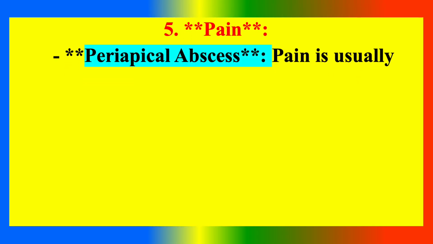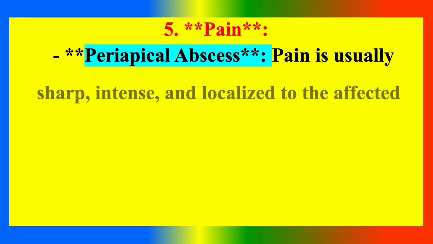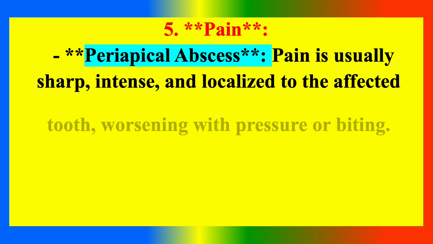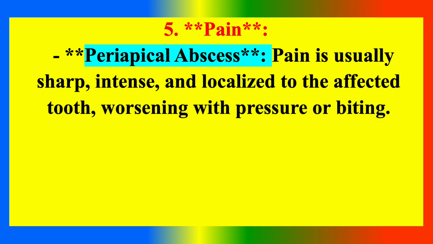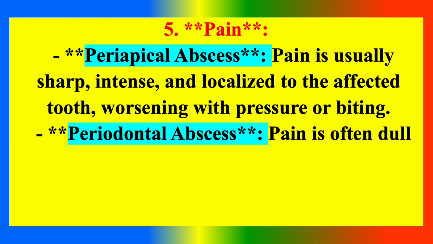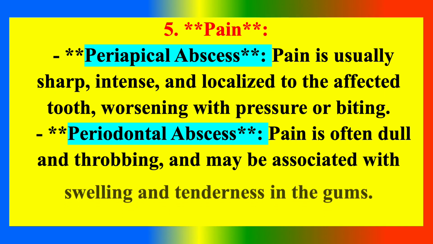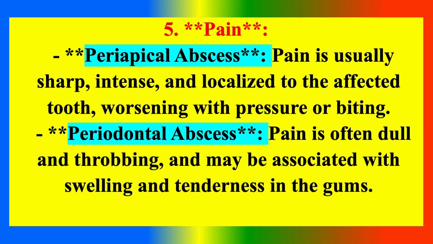Five, pain. Periapical abscess pain is usually sharp, intense, and localized to the affected tooth, worsening with pressure or biting. Periodontal abscess pain is often dull and throbbing and may be associated with swelling and tenderness in the gums.